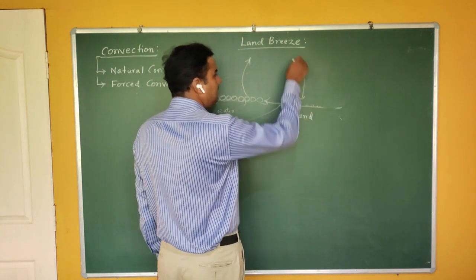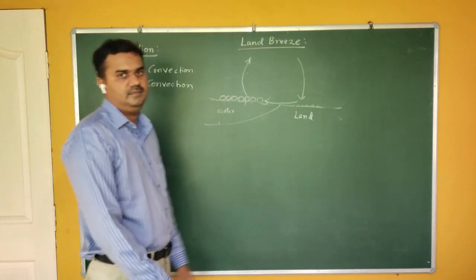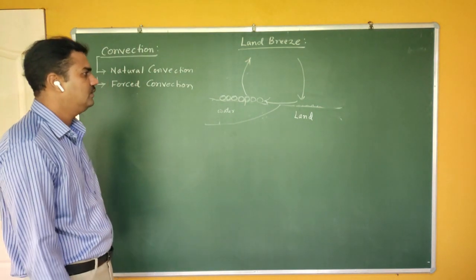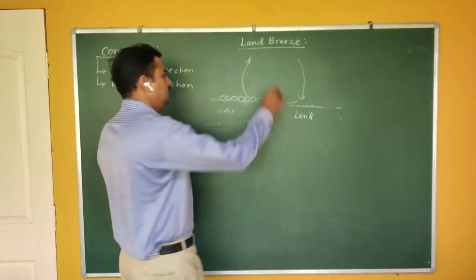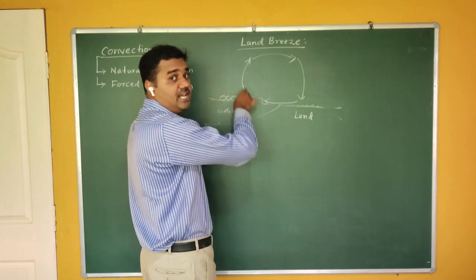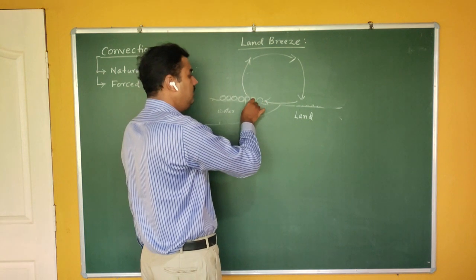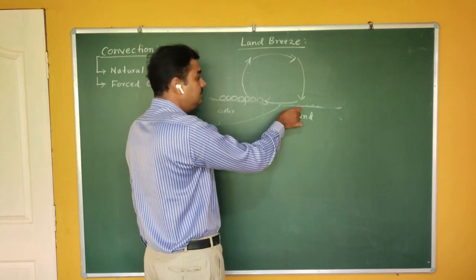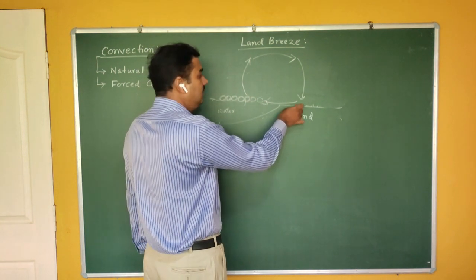To fulfill that gap, the layer of the molecules which are in the top, they come to the bottom. So then this layer goes here. Again the circulation takes place, but in a reverse direction. Last time it is moving from water to land. This time it is moving from land to water.